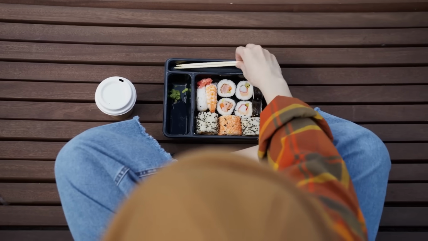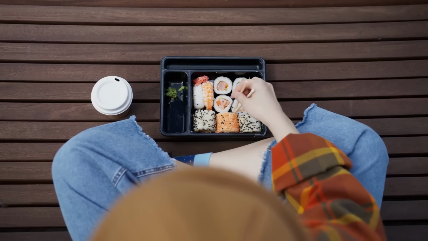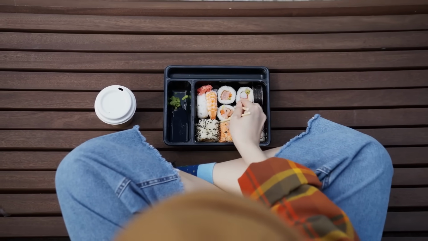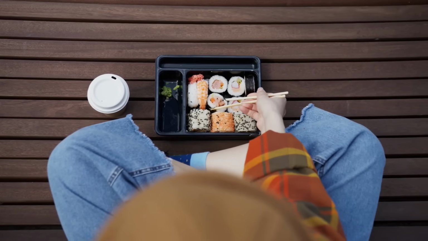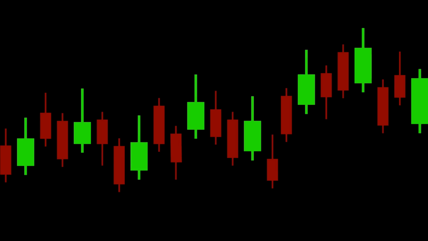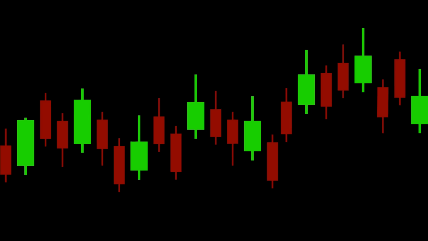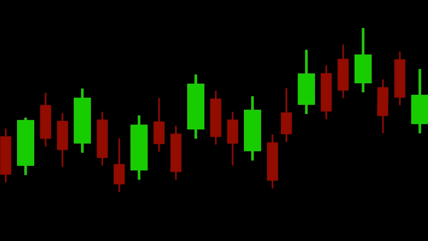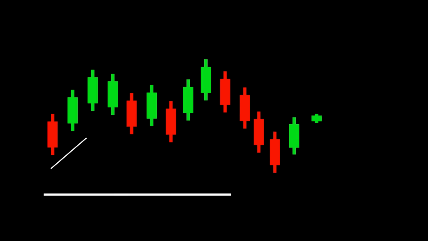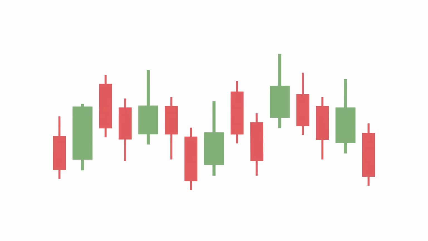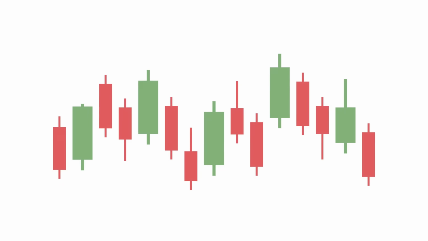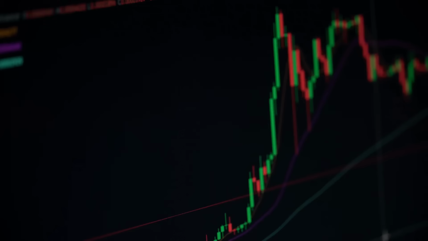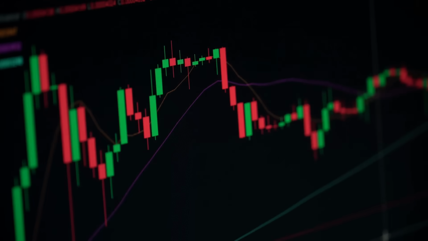Imagine each candlestick as a piece of sushi. Some are fresh and delightful, that's green for gains, while others are a bit off, red for losses. Each candle shows the opening, closing, high and low prices for a specific time period. The wick is that little line sticking out indicating the highs and lows. If the candle's body is green, it means the closing price was higher than the opening. Yay. If it's red, well, better luck next time.